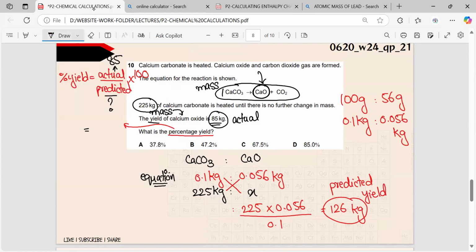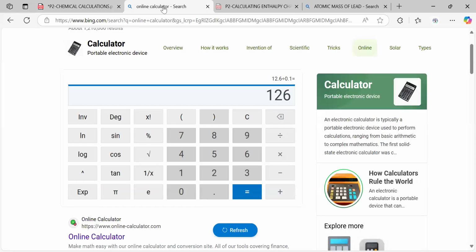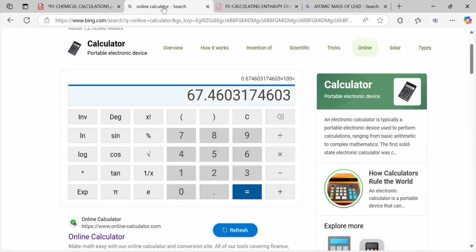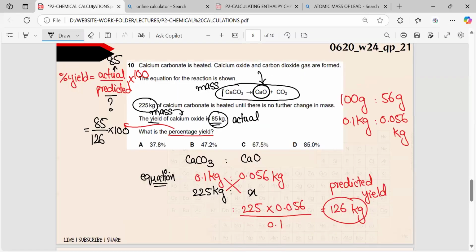Okay, now we'll find the percentage. Actual yield is 85 divided by predicted yield 126 multiplied by 100. So 85 divided by 126 multiplied by 100 is 67.4%. So our answer is C. That's how you will find the answer to questions about percentage yield if they come.